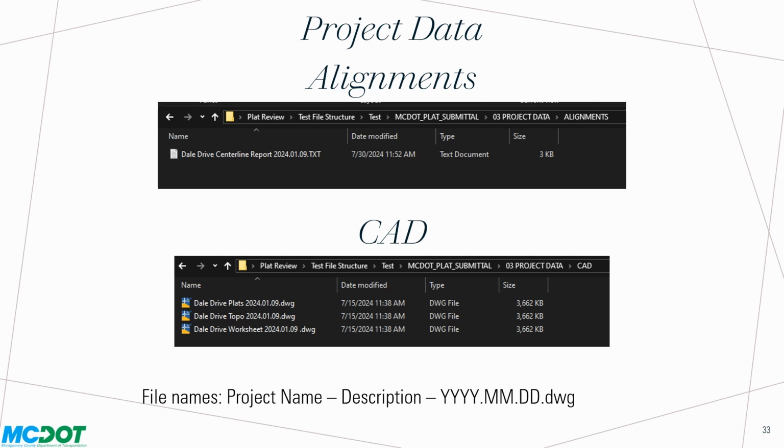CAD design files should include alignment files and any improvements that contribute to acquiring easements or fee simple takings, along with the working mosaic file. The latter must be on ground coordinates based from your chosen scaling point.